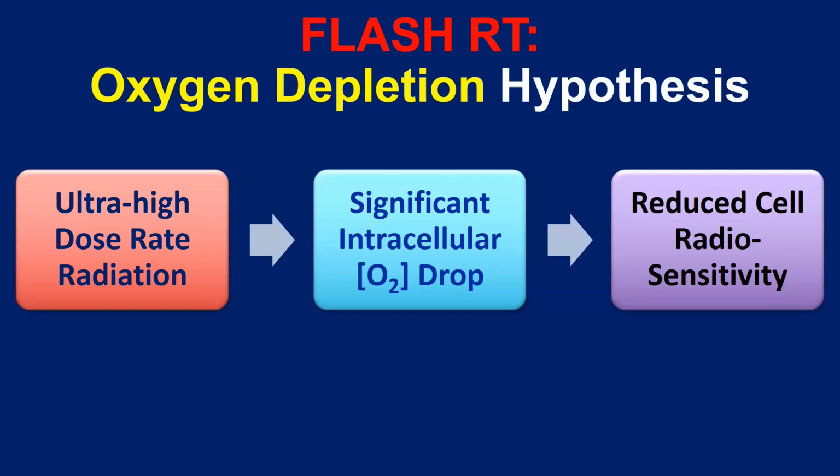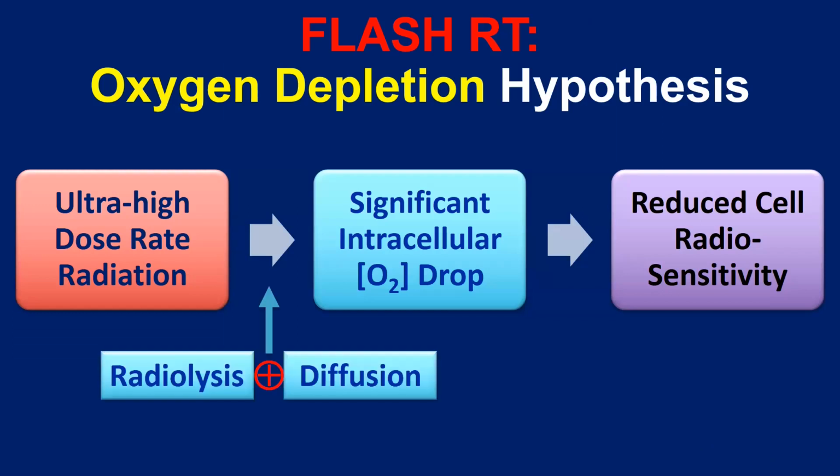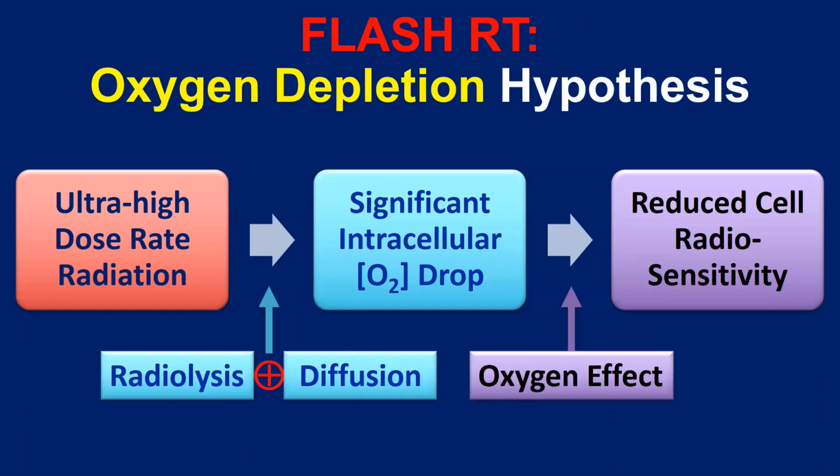The oxygen depletion hypothesis is the following. Ultra-high dose rate radiation leads to a significant intracellular oxygen tension drop. This results in reduced cell radiosensitivity. The first step can be described by radiolysis and oxygen diffusion theory. The second step has been studied extensively as the so-called oxygen effect in radiation.